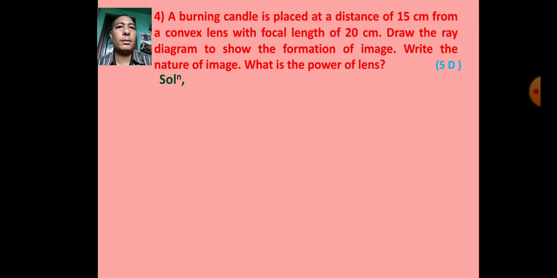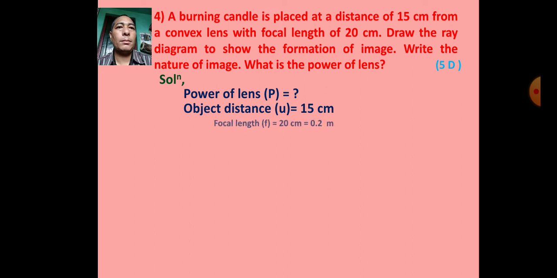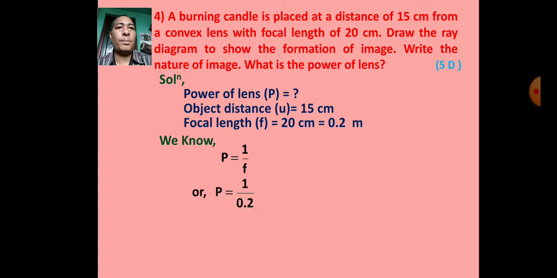Solution. Power of lens P equals what? Object distance u equals 15 centimeter. Focal length f equals 20 centimeter equals 0.2 meter. We know P equals 1 upon f, or P equals 1 upon 0.2, or P equals 5. Therefore, P equals 5 diopter.